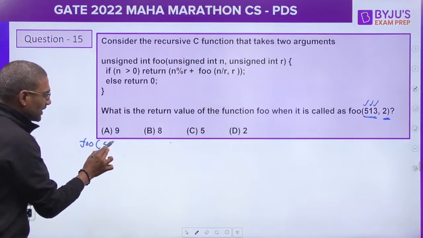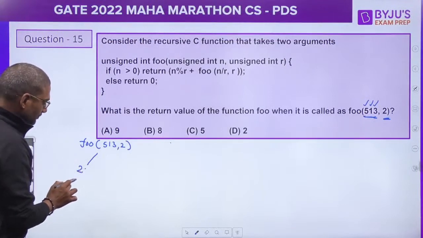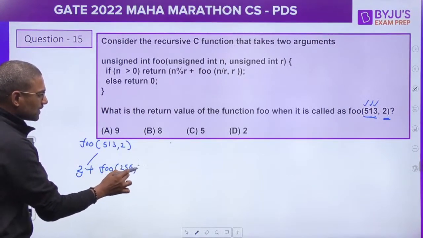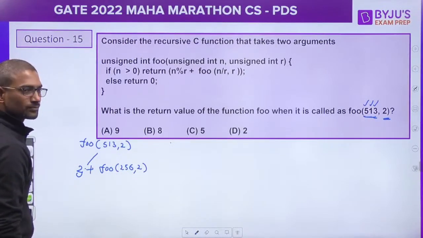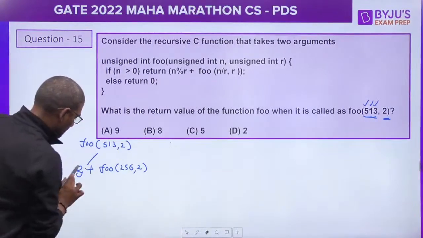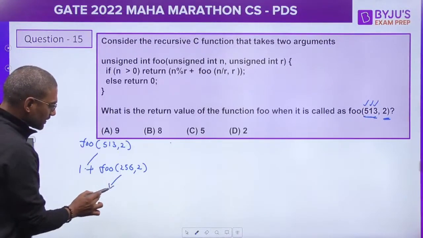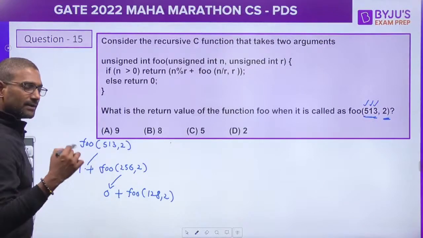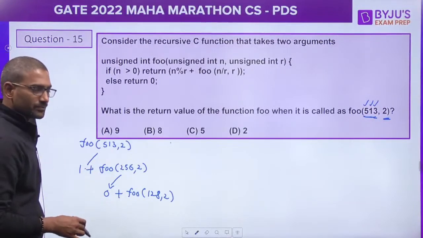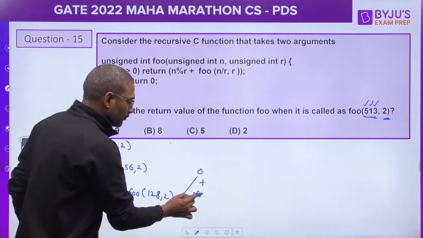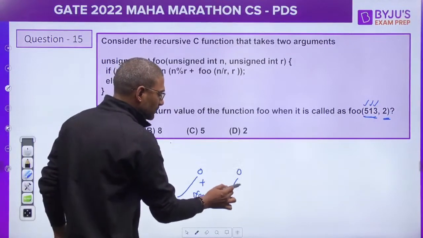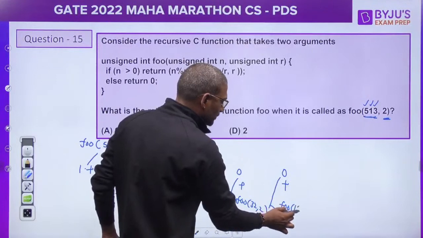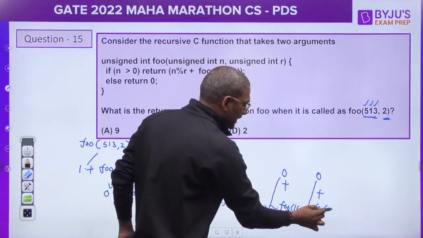See, foo of 513 comma 2 will return 1 plus foo of 256 comma 2. This returns 0 plus foo of 128 comma 2. For odd numbers you get the remainder as 1. So this will give 0 plus foo of 64 comma 2, then 0 plus foo of 32 comma 2, then 0 plus foo of 16 comma 2, then 0 plus foo of 8 comma 2.